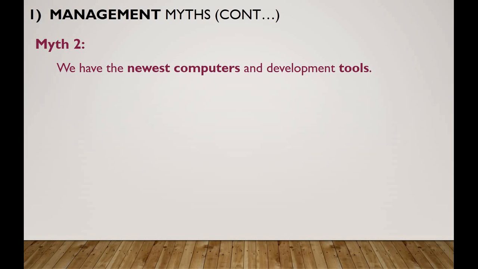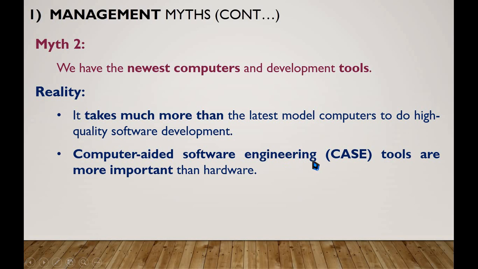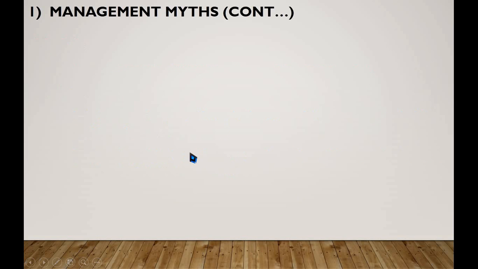Management will have another myth: we have the newest computers and development tools, so we can generate our product or project in a very short time. That is a myth. Why? Because reality says it takes much more than the latest model computer to do high quality software development. Computer aided software engineering tools are more important than hardware. Meaning if you have the newest computer, that is not enough, because CASE is the main thing to develop any software, so that is more important than your hardware.